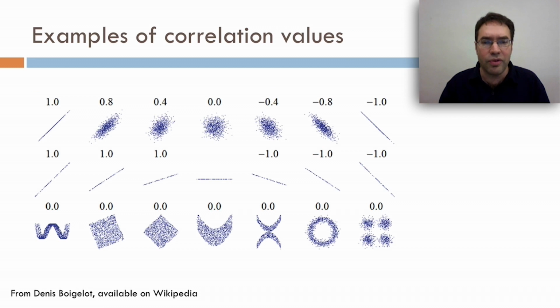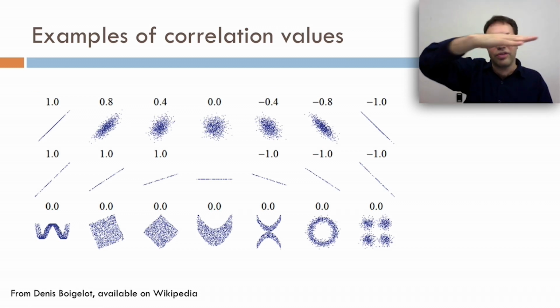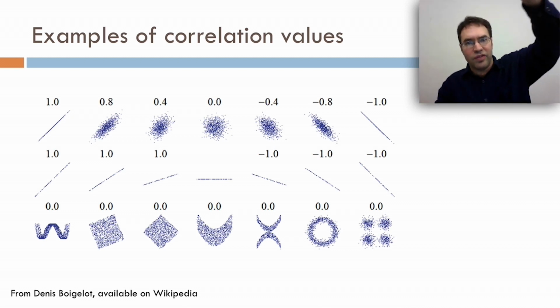So let's look at some examples of correlation values. As you can see, 1 is just a straight line. It can be any slope except for flat. Couldn't be this either. But as long as it's going up, it's 1. If it's down, it's -1.